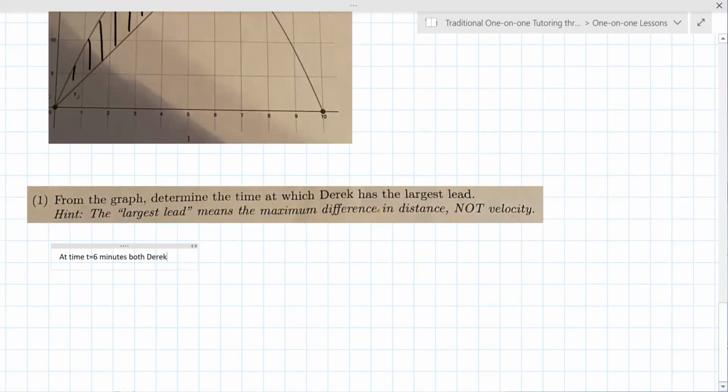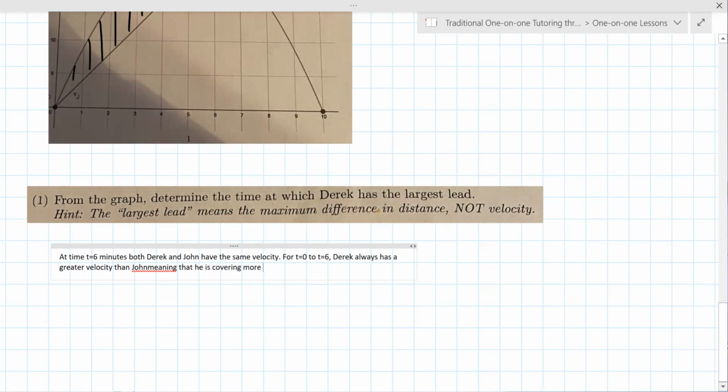Both Derrick and John have the same velocity. For t equals 0 to t equals 6, Derrick always has a greater velocity than John, meaning that he is covering more distance. Okay.